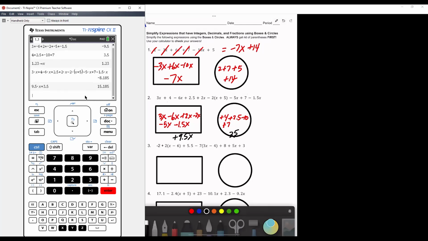Where did I go awry? Let's see. Did I leave something out? I got a 4. I got a 2.5. I've got a negative 10 plus 7. All right, I got 3.5 here, negative.